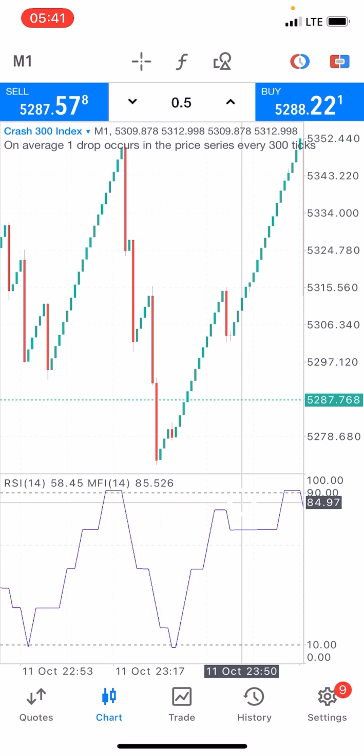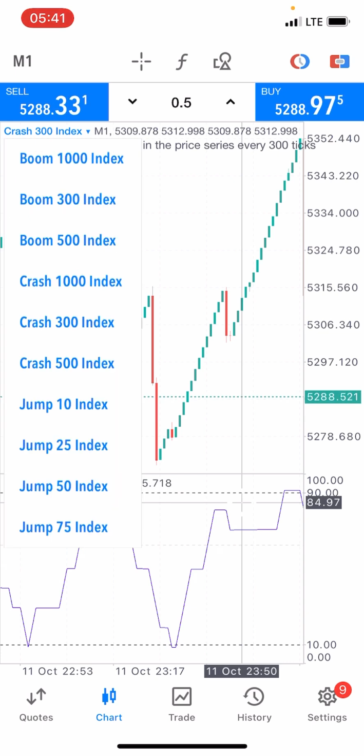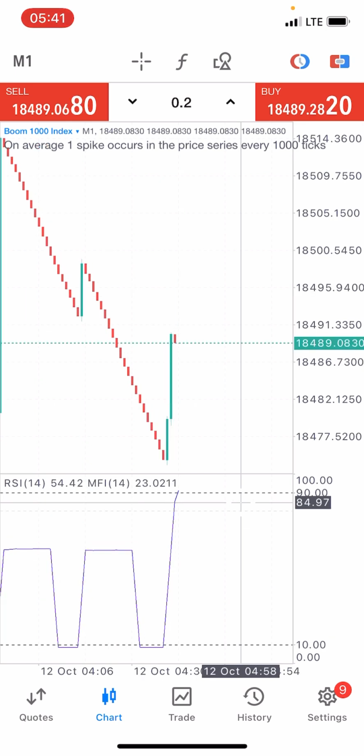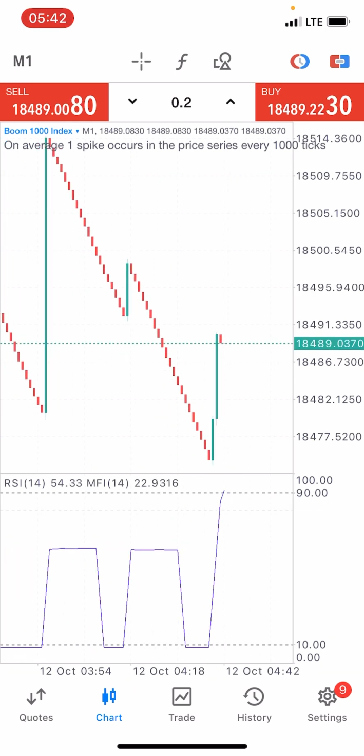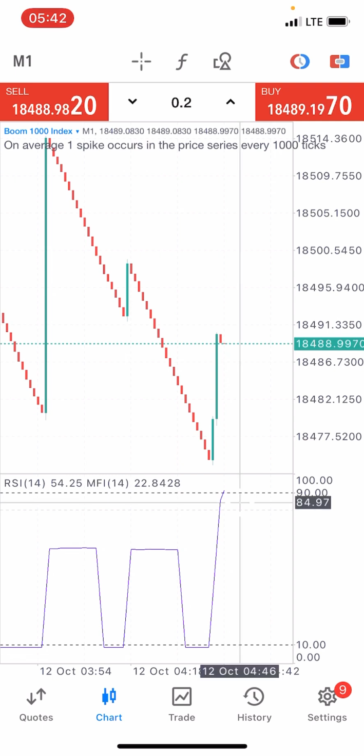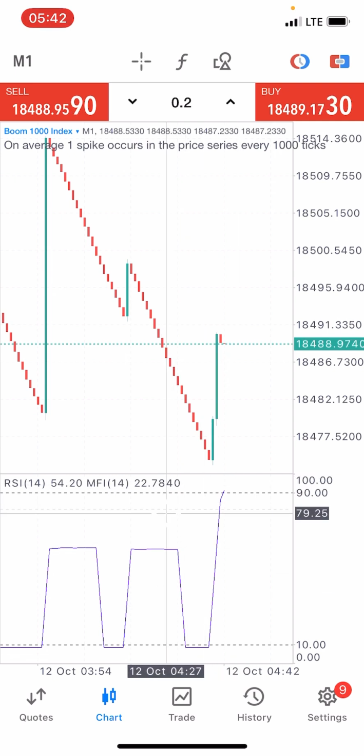So now you've seen how this works on the crash. What you actually have to do on the boom is a reverse of what I've shown you on the crash. So let's use Boom 1000 for instance. Now what have you seen here? Currently, as it stands right now, I'm going in to catch, let's say, 5 candlesticks.